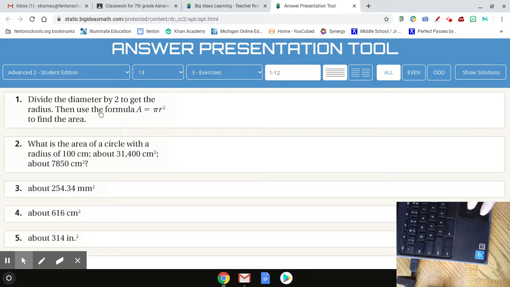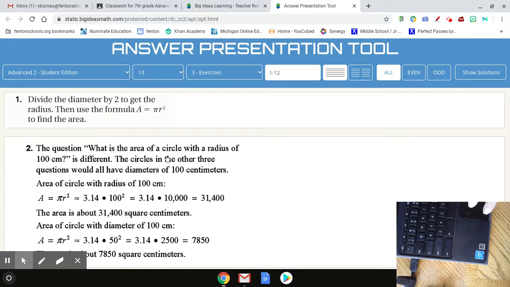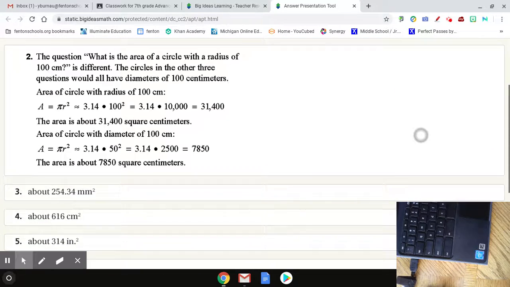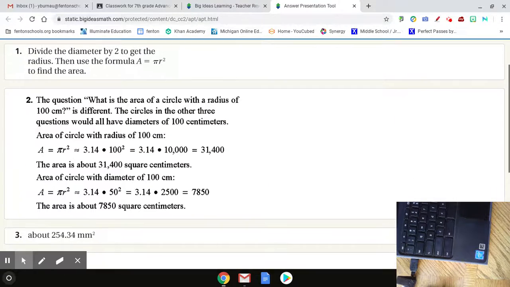All right, so looking at the first two, it's just vocabulary and concept check, right? So explain how to find the area of a circle given its diameter. You'd have to first find the radius and then use the formula. So that's that there. And then number two, which one is different? The question is, what is the area of a circle with a radius of 100 centimeters is different? The circles in the other three questions would all have diameters of 100 centimeters.